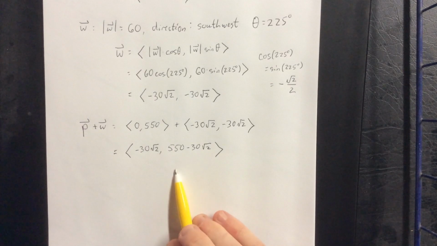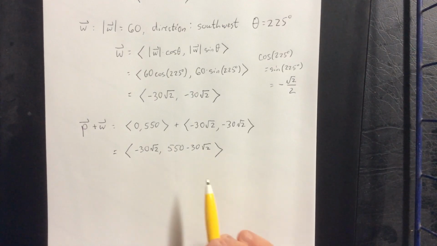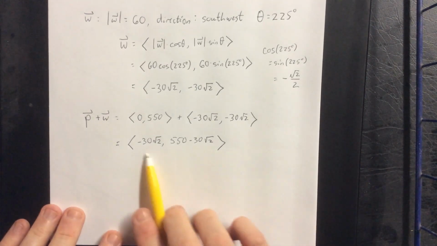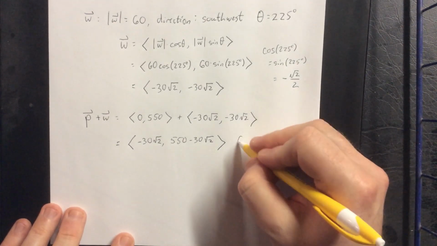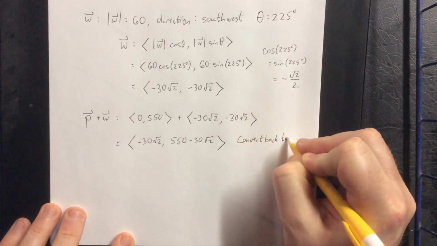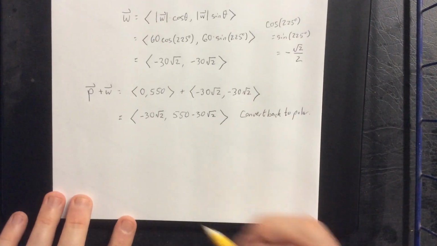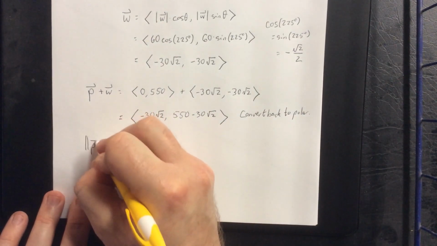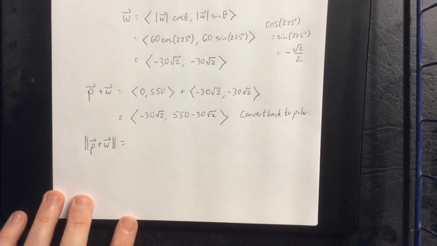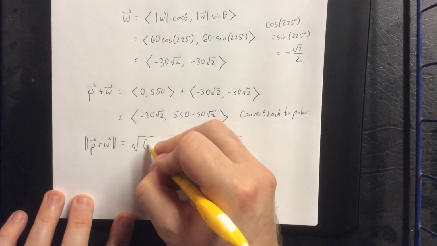This vector describes the actual bearing, the actual direction, the actual heading of our plane. The problem is, we've got it interpreted in terms of its components. Now we need to convert back to polar. So to convert back to polar, first thing we're going to do is find the magnitude of this. And for that magnitude, we'll be taking the square root of the sum of the squares of the two components.